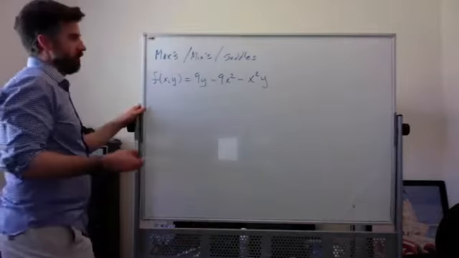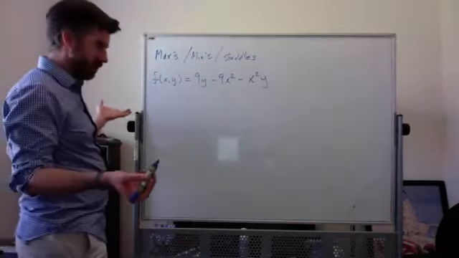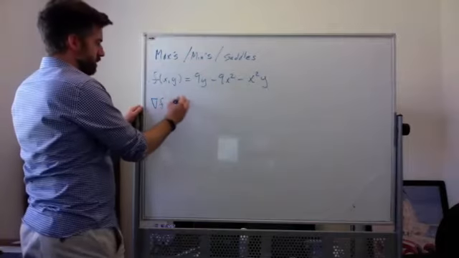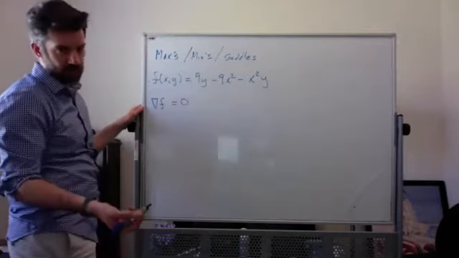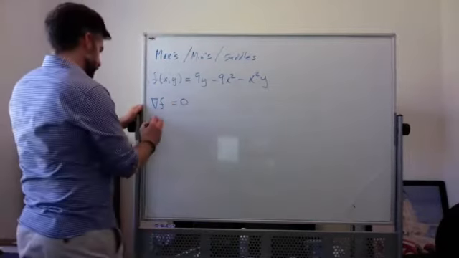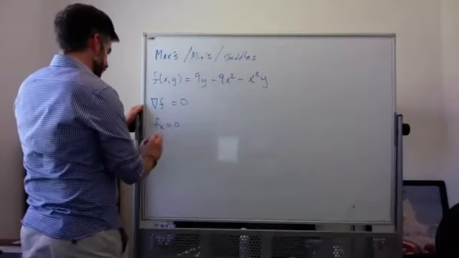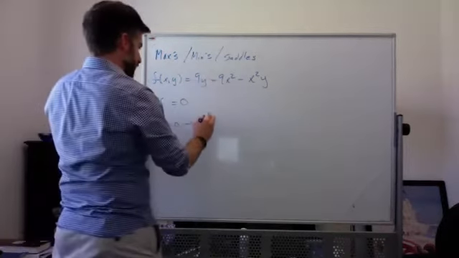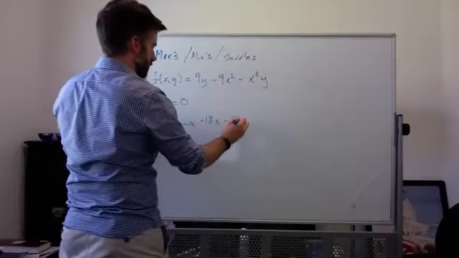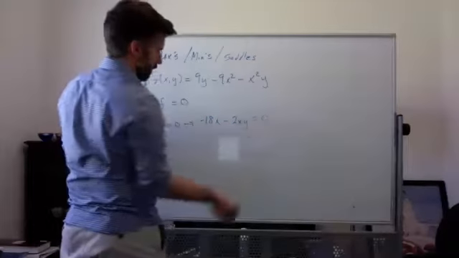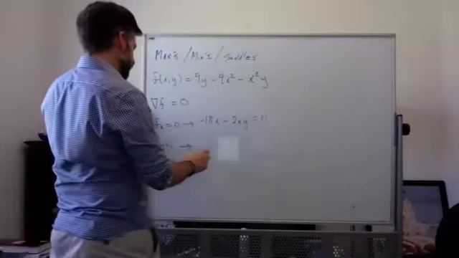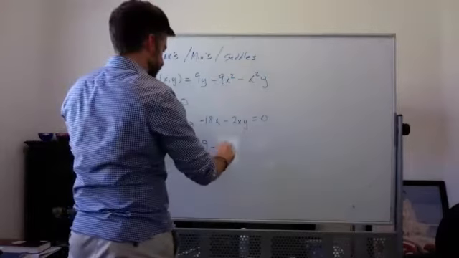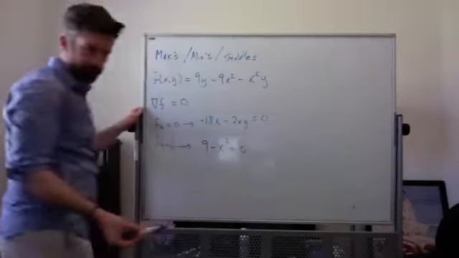Okay, so to find the maximums and saddles, we start by finding the critical points. We set the gradient equal to 0. Really, you're just setting the partials equal to 0. So we're setting fx and fy equal to 0. fx is going to be negative 18x minus 2xy, so that equals 0. fy is going to be 9 minus x squared equals 0.